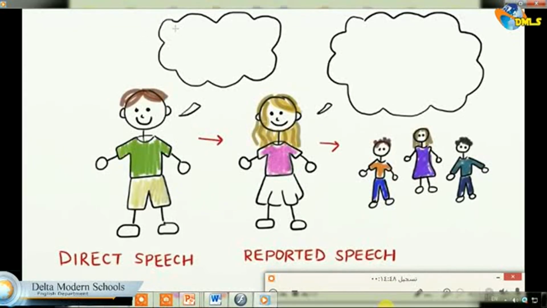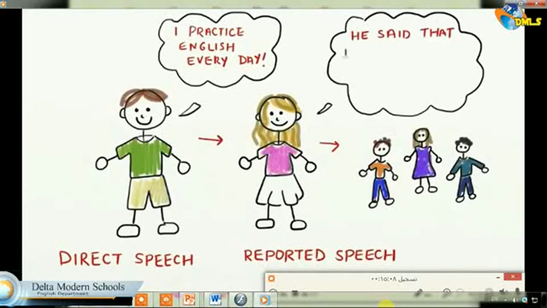In this image, the boy will tell the girl something in direct speech, and she will tell her friends using reported speech. For example, the boy says, I practice English every day. This is direct speech. The girl reports this to her friends. He said that he practiced English every day. This is reported speech. Notice in this example that practice changes to practiced.